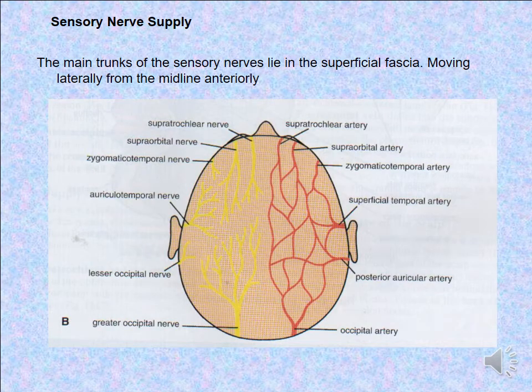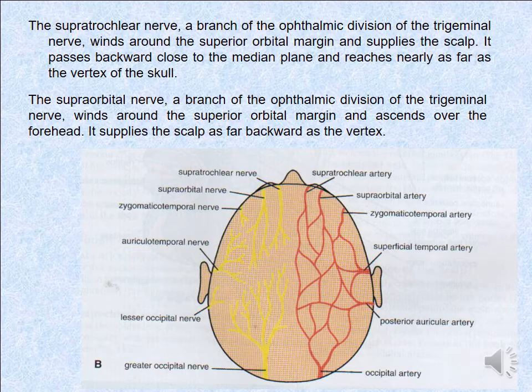The sensory innervation of the scalp. The main trunks of the sensory nerves lie in the superficial fascia, moving laterally from the midline anteriorly. Their sensation runs from lateral to midline, from anterior to posterior. The scalp is supplied by branches of the trigeminal nerve, from three of its divisions: the ophthalmic, the maxillary, and the mandibular division of the trigeminal nerve.